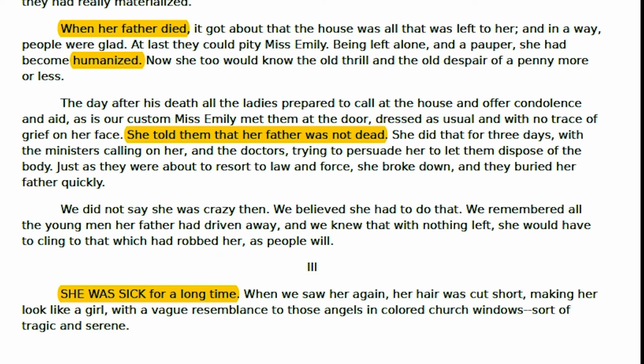We did not say she was crazy then. We believed she had to do that. We remembered all the young men her father had driven away, and we knew that with nothing left, she would have to cling to that which had robbed her, as people will. When the narrator is telling us that we did not say she was crazy then, it also implies that now at the time of narration, the narrator believes that she is crazy now.